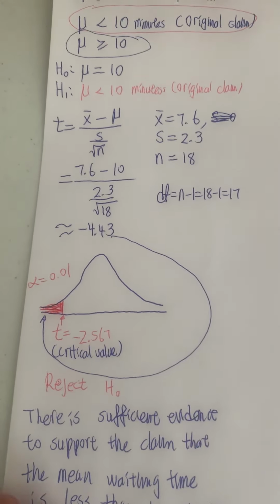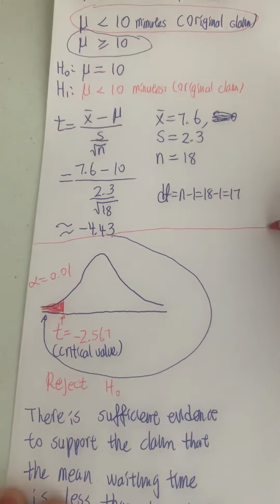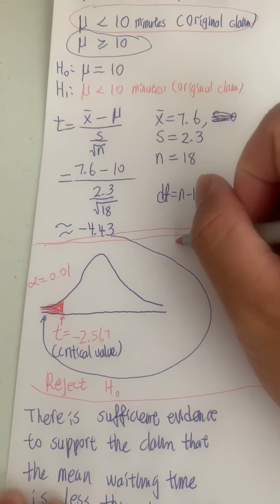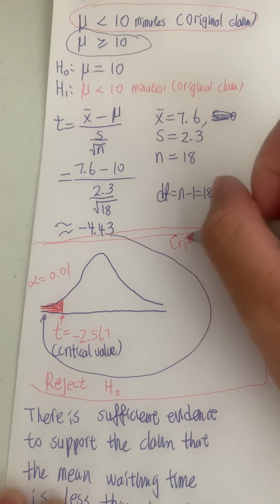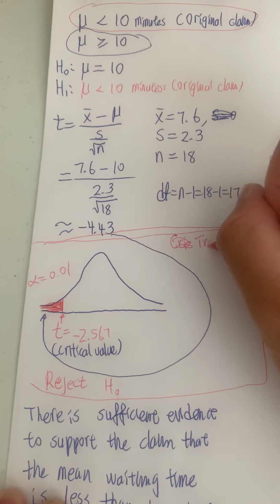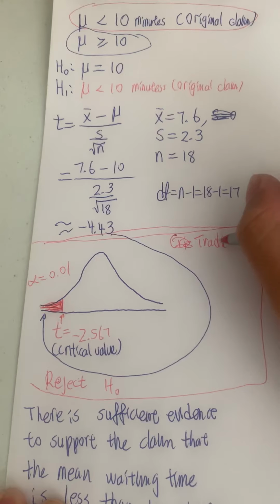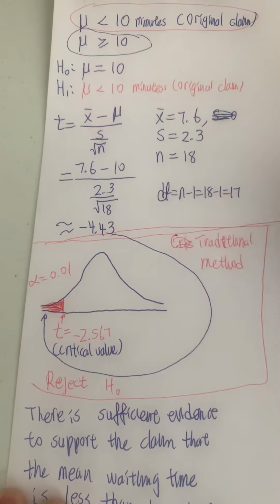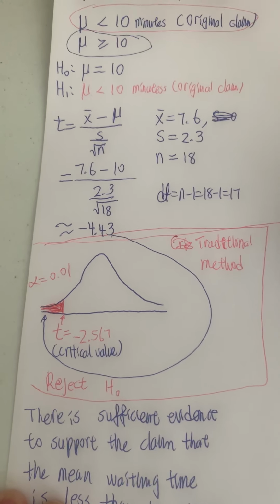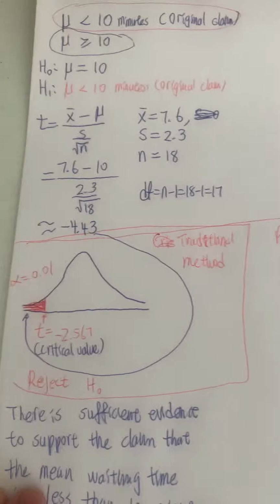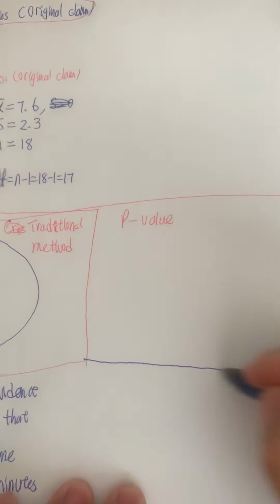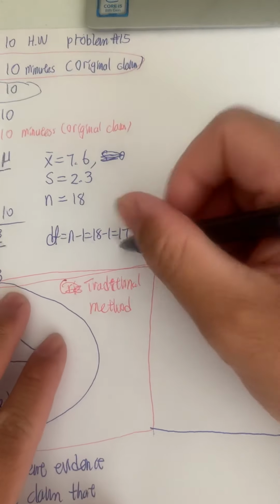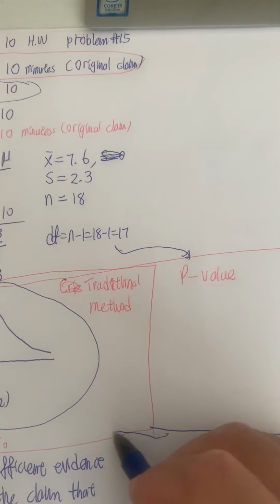Another method is called the p-value method. The p-value method is almost the same thing. Everything is kind of the same except that. So this one is the traditional method. Let me show you the p-value method. It's almost the same as what you did here. You did everything here, and if you want to use the p-value method, you're going to go here. The final wording, everything is the same.